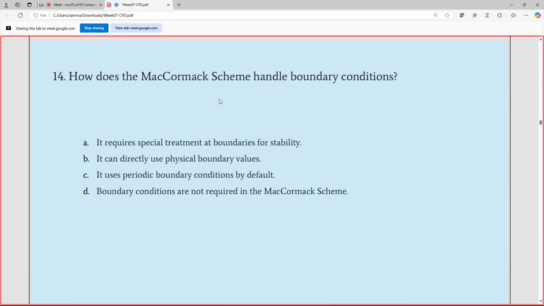Next question: how does McCormack scheme handle boundary conditions? Options are: option A, it requires a special treatment at boundaries for stability. Option B: it can directly use physical boundary values. Option C: it uses periodic boundary conditions by default. Option D: boundary conditions are not required in the McCormack scheme.